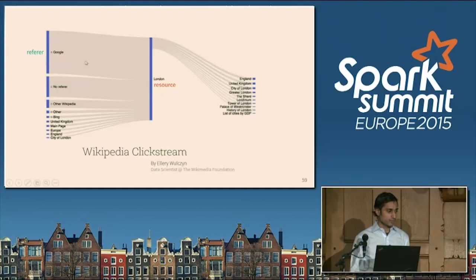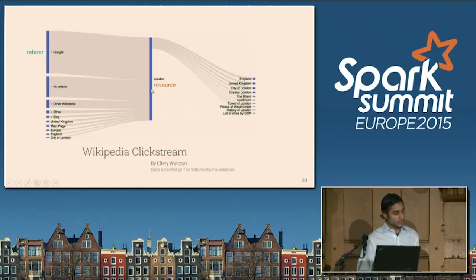For example, Google referred someone to the London article. Actually, Google referred something like almost 40 or 50% of the traffic to the London article. And it looks like some other Wikipedia pages also referred people to the London article.